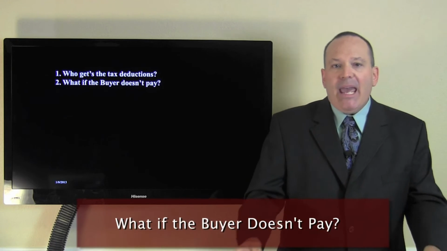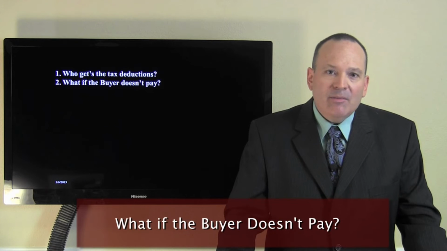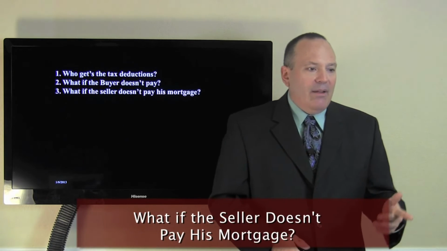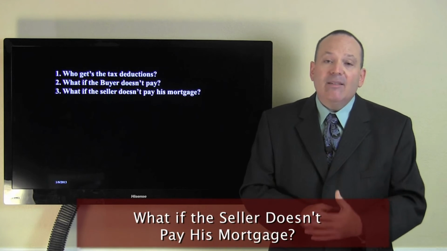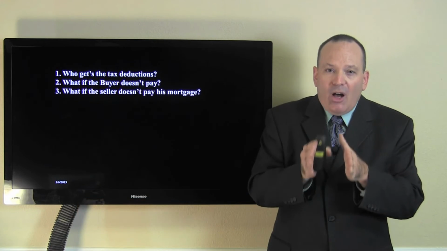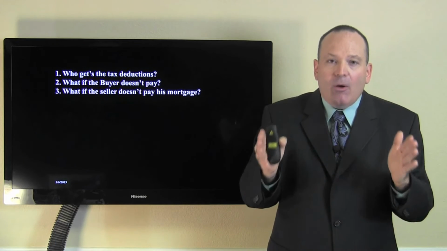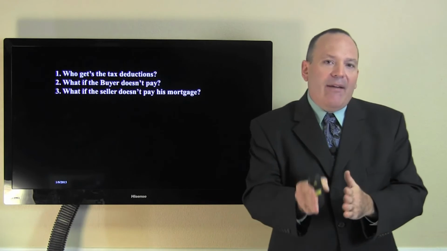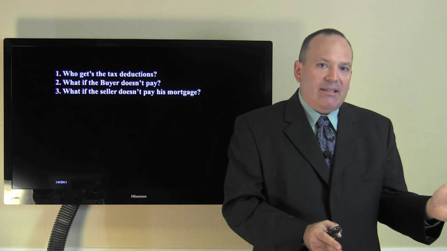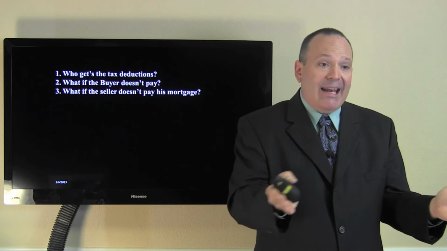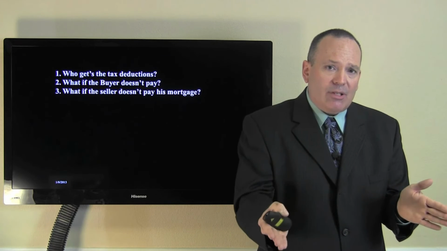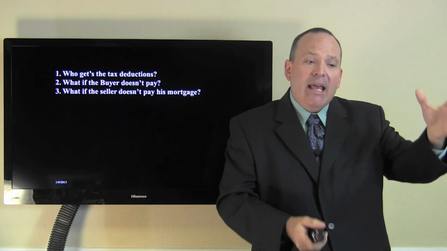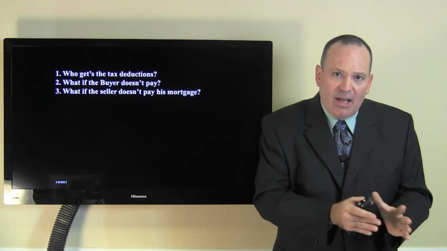What if the buyer doesn't pay? Well, what if the buyer doesn't pay in anything? You've got the same options. You evict. What if the seller doesn't pay his mortgage? Well, we eliminate that problem and that horror story from ever happening by using a third-party trustee. The buyer will never make that payment to the seller in a lease option contract. In a rent, maybe, but not in a lease option contract. When controlling interest has changed hands, that buyer is going to make the payment to the third-party trustee, and the third-party trustee is going to make the payment to the underlying mortgages.